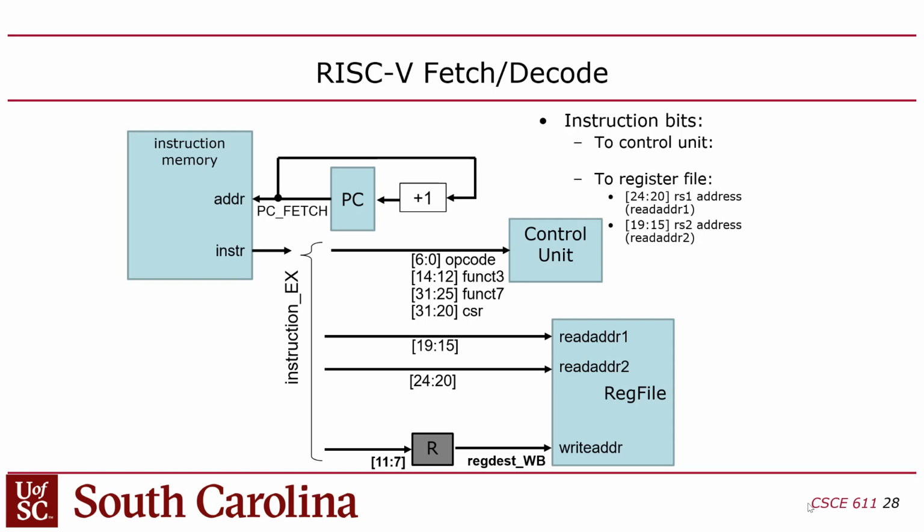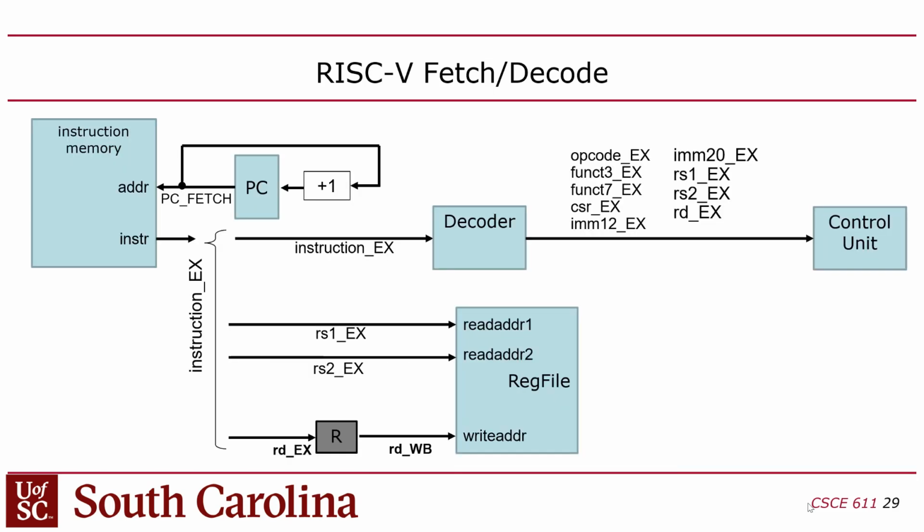Because the write address is used for the instruction that's in the write back stage, you have to add a register there to delay. So you can still have an RD_EX, which is the RD field for the instruction that's in the execute stage, but the signal that you plug into the register file has to be RD_WB.